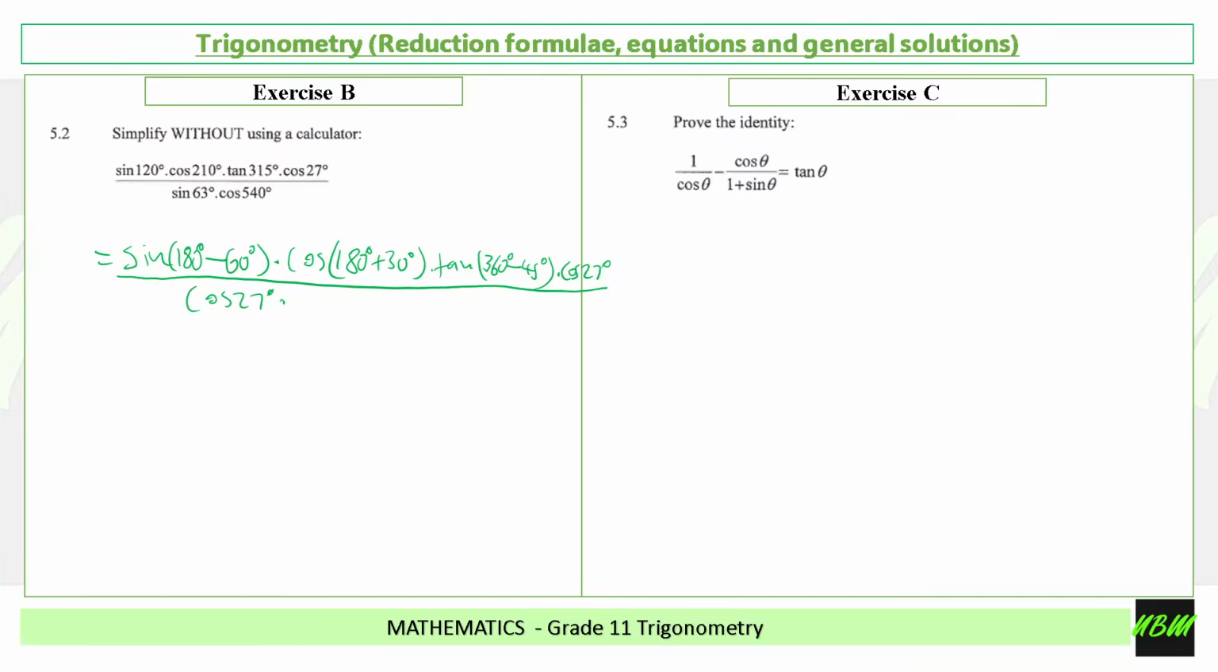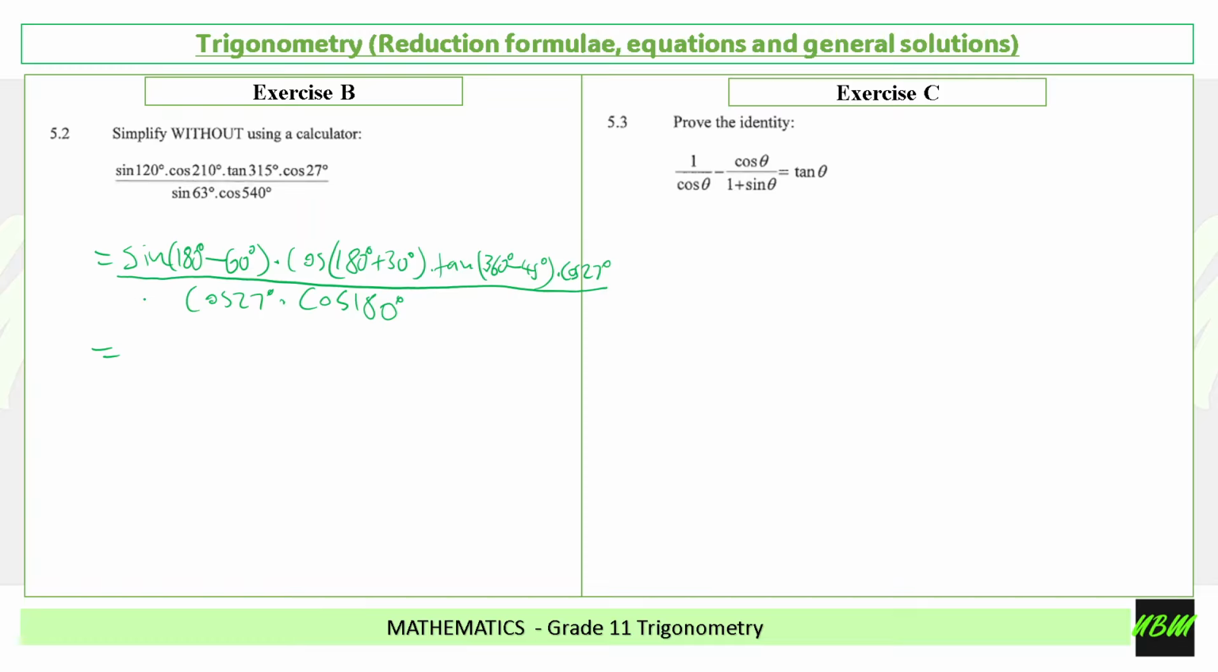For angles that are greater than 360 degrees, simply subtract multiples of 360 degrees until you get an angle between 0 degrees and 360 degrees. So 540 minus 360 gives us 180. Therefore, cos 540 is the same as cos 180 degrees. Addition and subtraction of 360 does not change the value of those ratios.